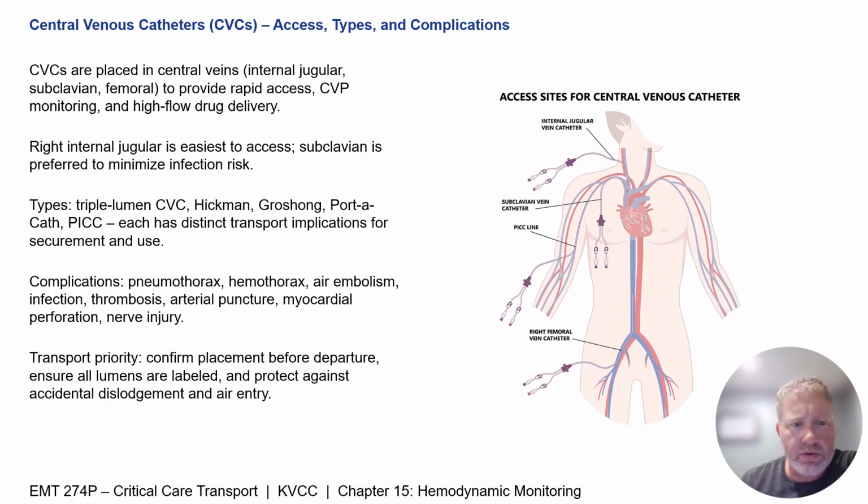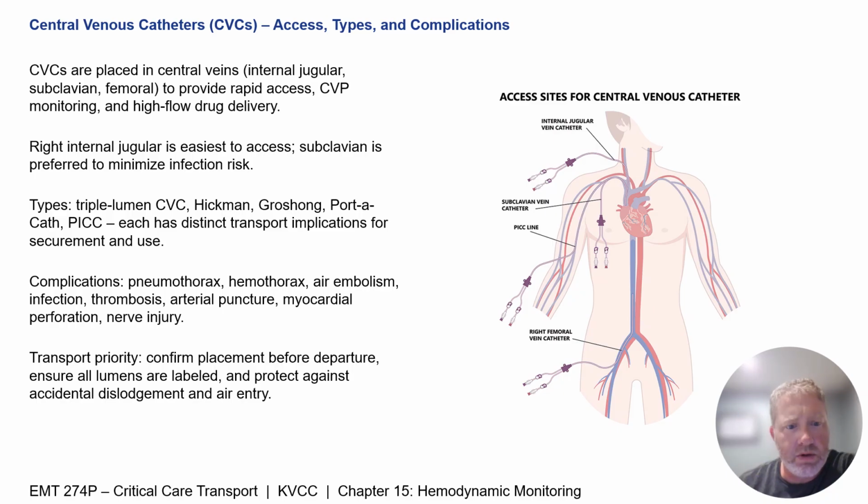The central venous pressure is measured through a central venous catheter, or a CVC. Central venous catheters provide central access for vasoactive medications, for rapid infusion, for CVP monitoring, blood sampling, and also for other long-term therapies. The site selection influences the risk. Your right internal jugular is usually the easiest to access. Subclavian is preferred to minimize infection risk. Femoral lines are often easier to place quickly, but they carry higher infection concerns.